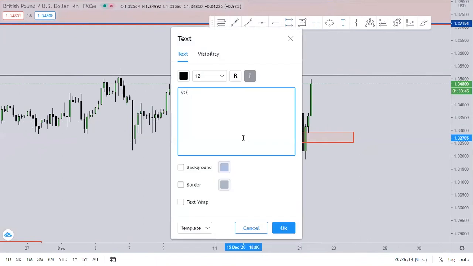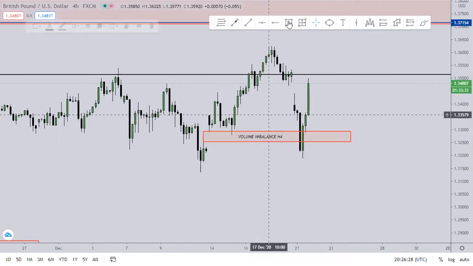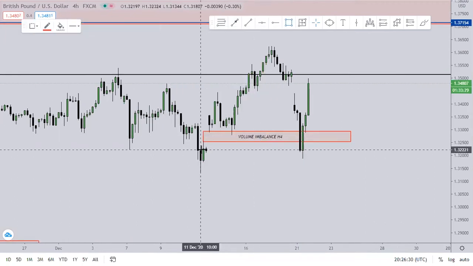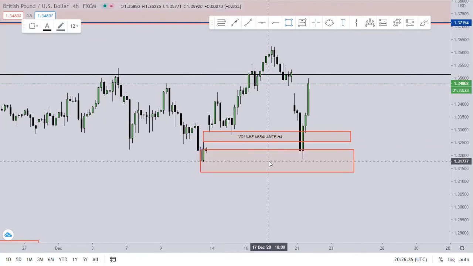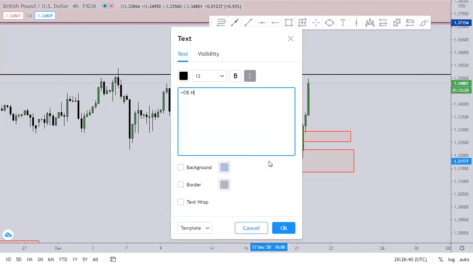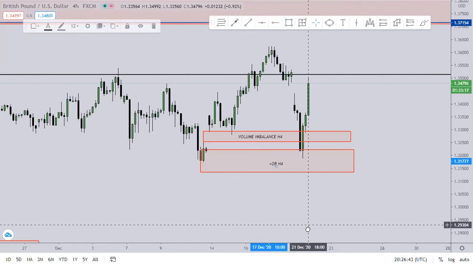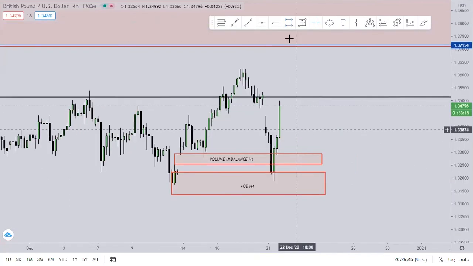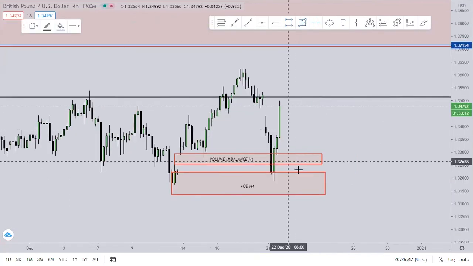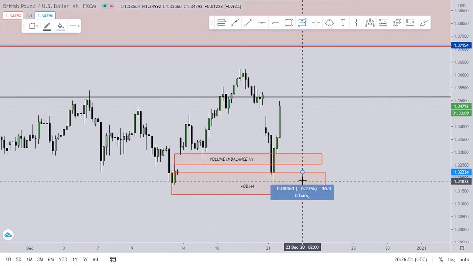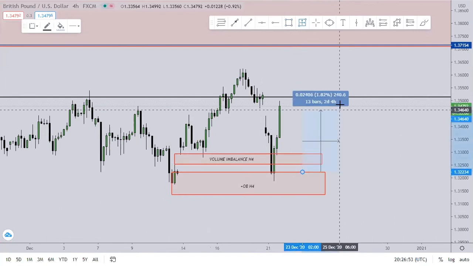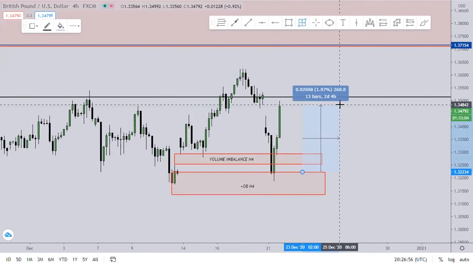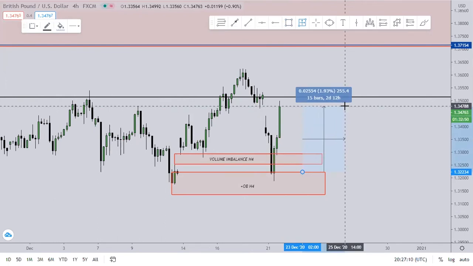So let's write our annotations. Volume imbalance on the 4-hour time frame. What did they do afterwards? Traded right into this bullish order block. So that's a bullish order block on the 4-hour time frame. So you see, then they went up. How many pips? Assuming you bought on the bullish order block, 36 pip drawdown, over 260 pips. I didn't see this thing. I would have traded it. So 255 pips after filling the gap.